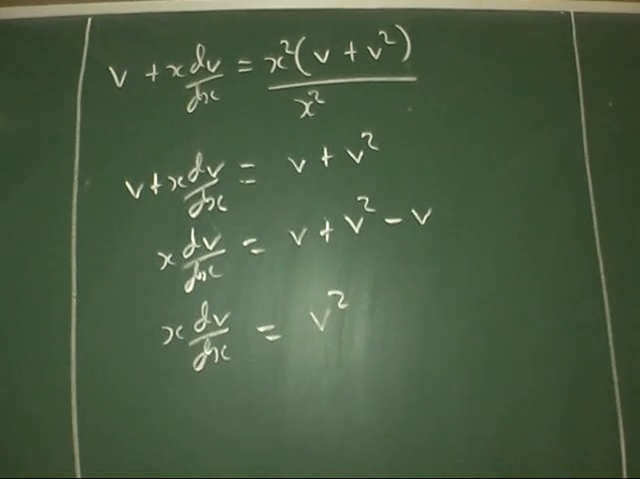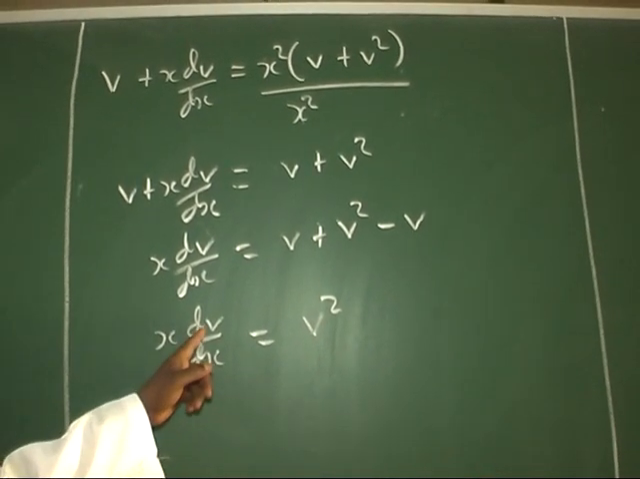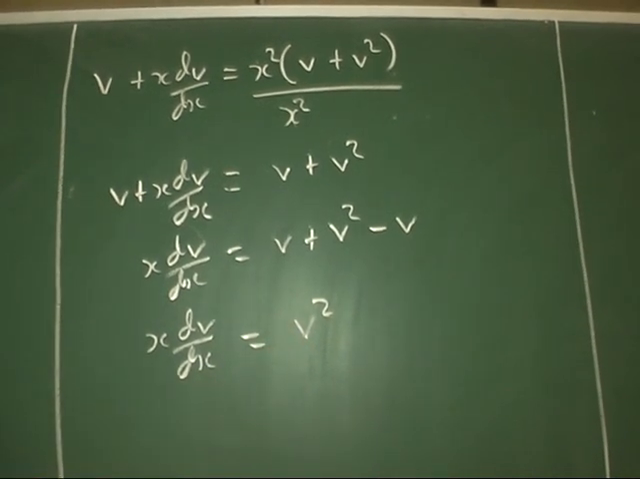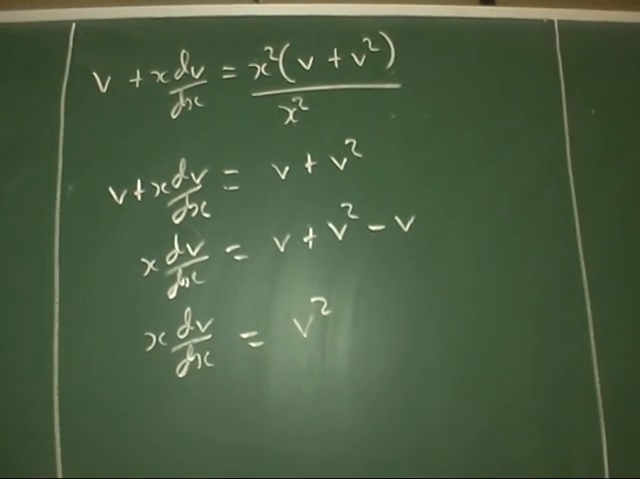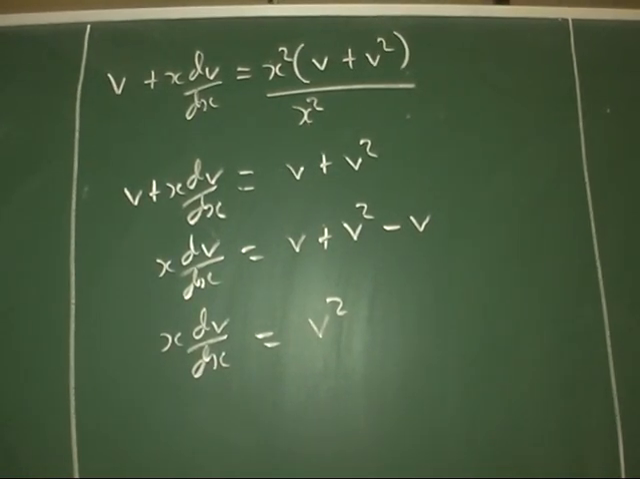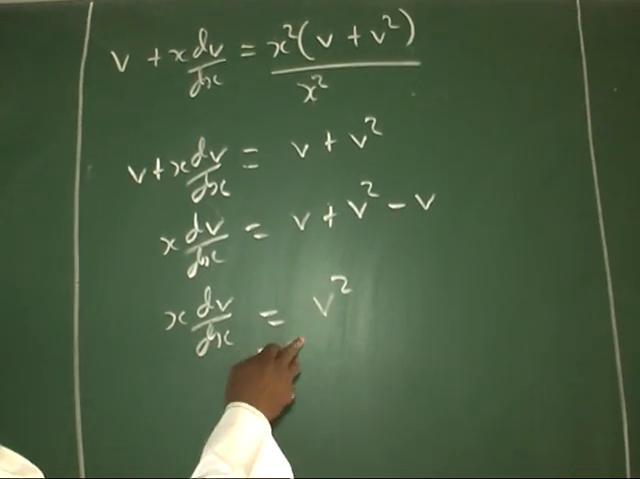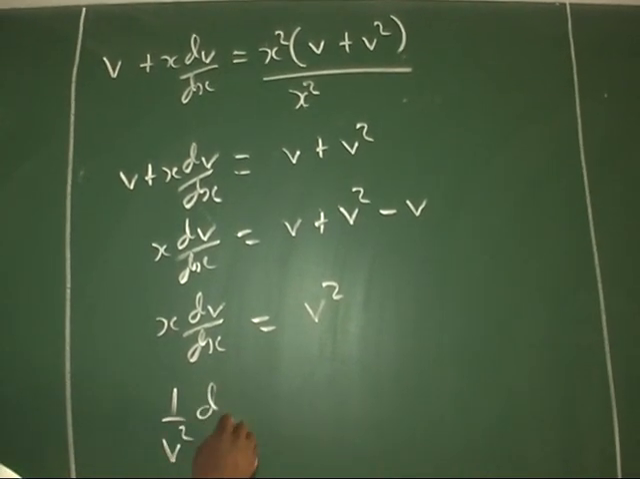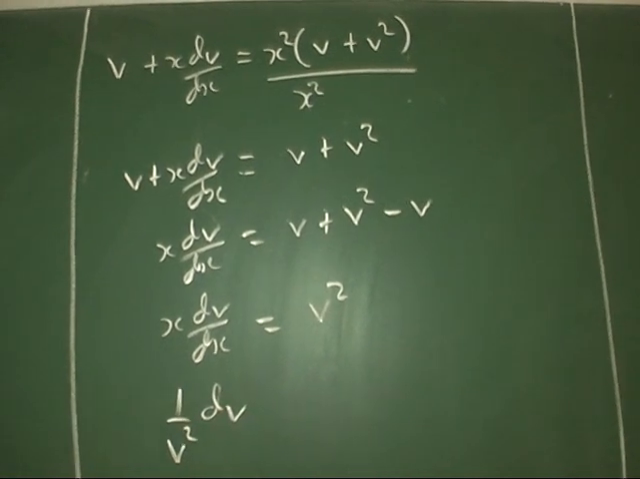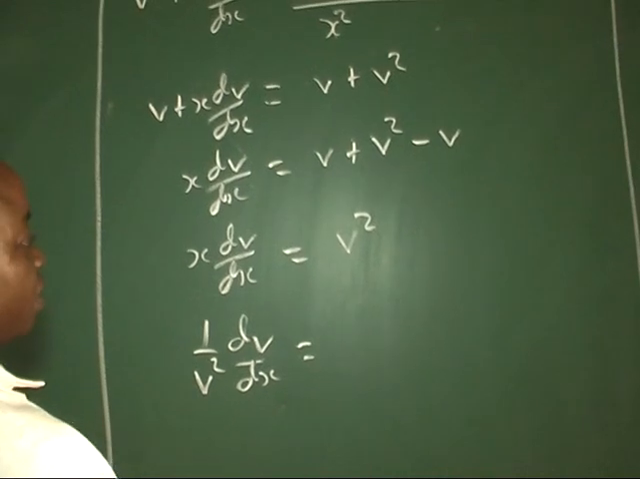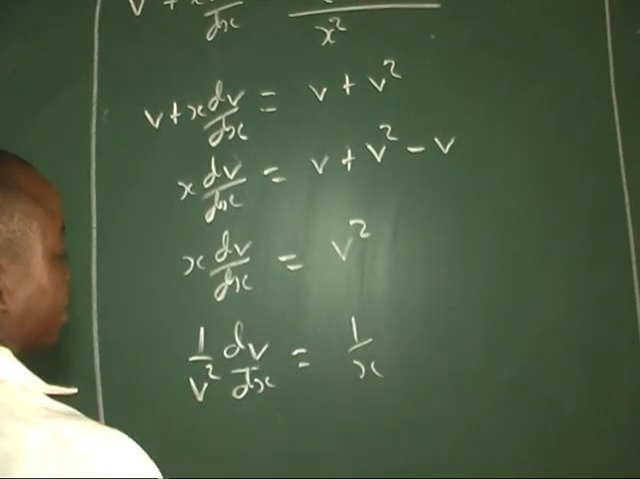And as it is now, I have this function in dv and dx. This is v. So we can solve by separation of variables after putting the substitution. By separation of variables, we can write it this way: 1 over v² dv will be equal to 1 over x dx.